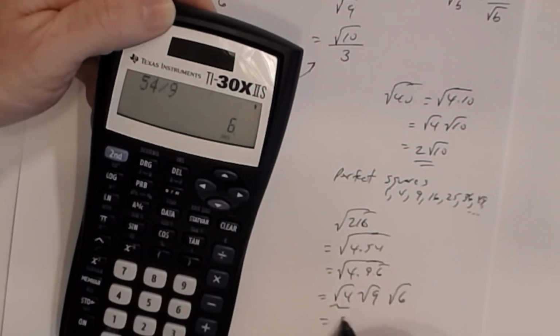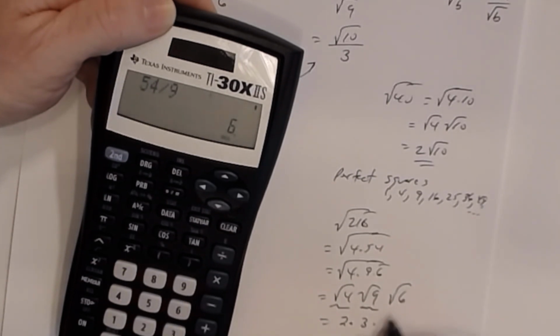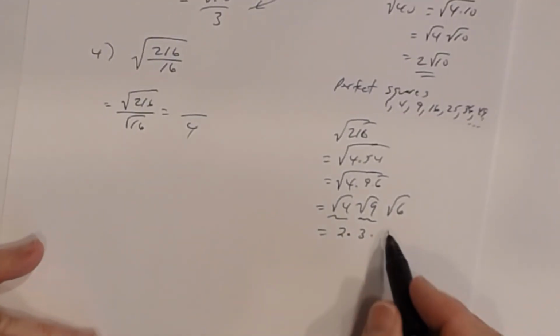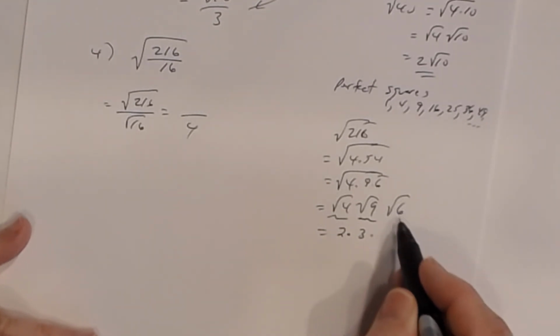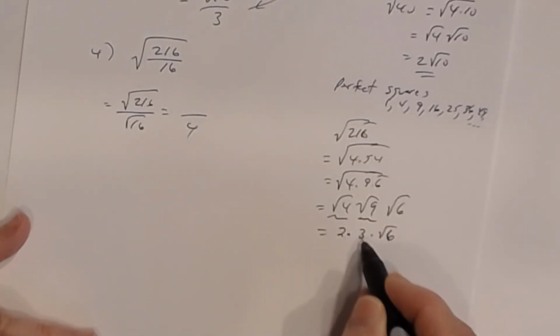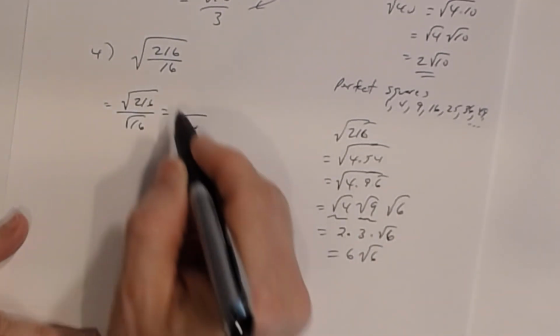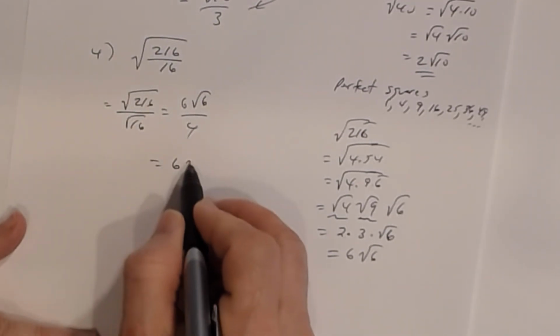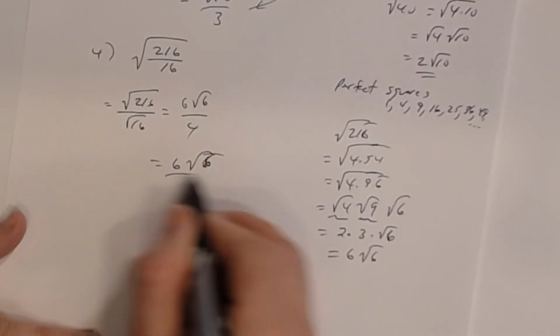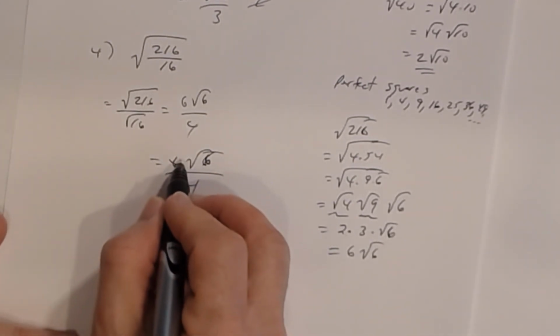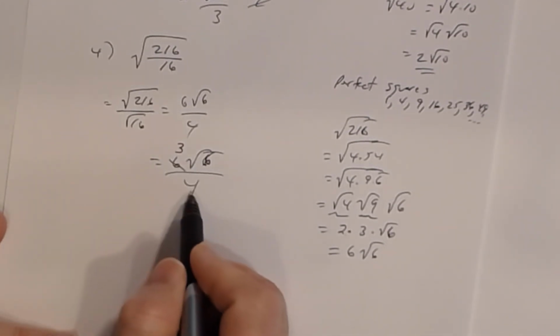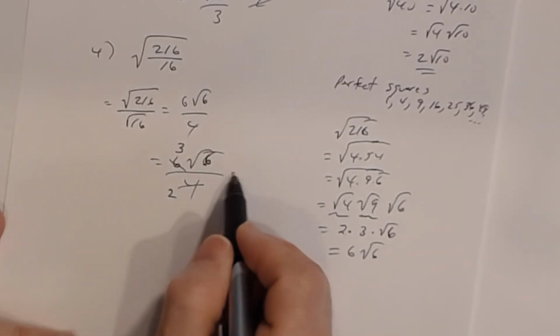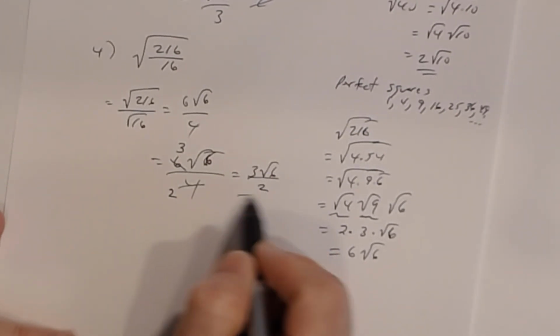The square root of 4 is 2, the square root of 9 is 3, and I cannot simplify the square root of 6 because the only perfect square that goes into 6 is 1. So 2 times 3 is 6, I get 6 square root of 6. So that goes here, 6 square root of 6. Now let's reduce the 6 and the 4. So I get 6 square root of 6 divided by 4, and then reducing, 2 into the 6 is 3, 2 into the 4 is 2, so the answer is 3 square root of 6 divided by 2. Okay, so that's one approach.